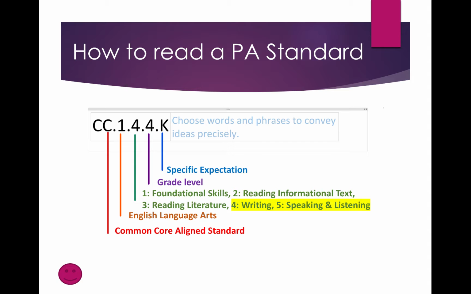The fourth digit, in this case 4, represents the grade level. Your grade level standard should be the standard that you're teaching. Therefore, if you're working on a mini lesson and it has a 2, I can assume that you're teaching a second grade lesson. And finally, there's a letter at the end. The letter represents the specific expectation. In this case, the specific expectation is to choose words and phrases to convey ideas precisely. That will change for each standard.